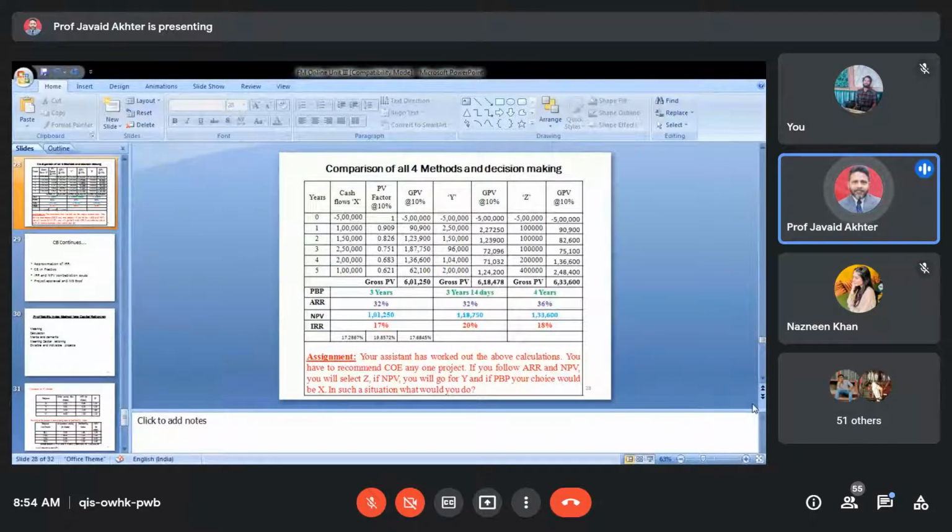Have you noted down the formula? Using your pen and paper, note down the formula that profitability index is equal to gross present value divided by investment. Based on this, calculate profitability index of all the projects. What will be PI for X, what will be PI for Y, and what will be PI for Z? Calculate that. One of you can tell me the answer.